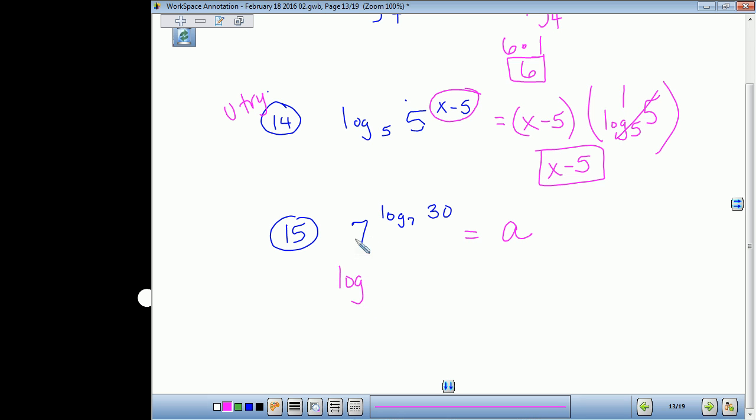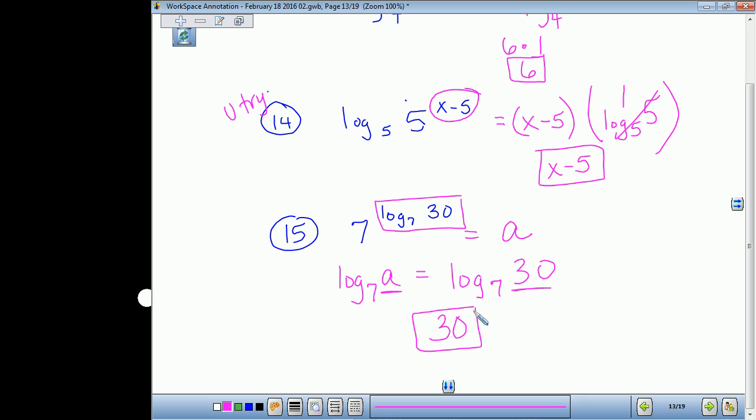So it becomes log, what's my base? Log base 7 of my answer equals my exponent. Okay, what is the only way this log base 7 can equal this log base 7? Is if A equals 30. That's my answer.